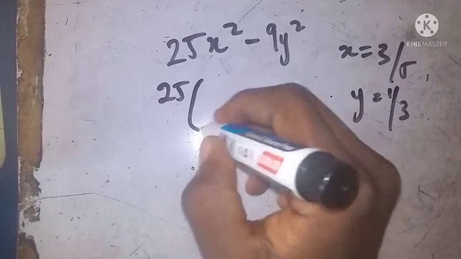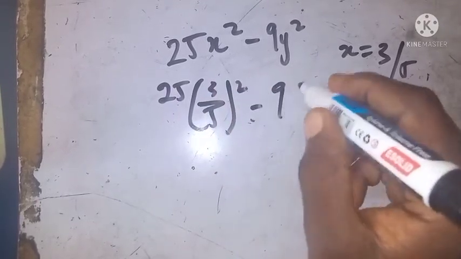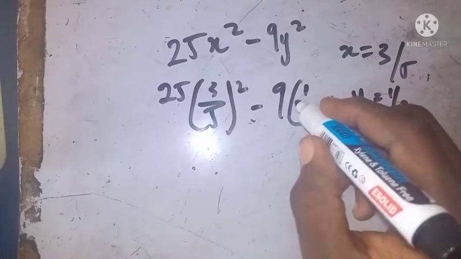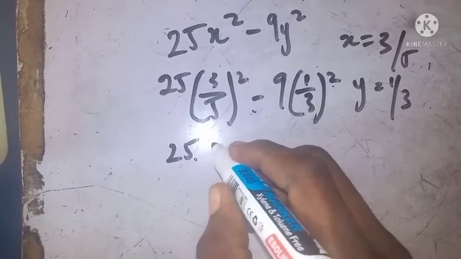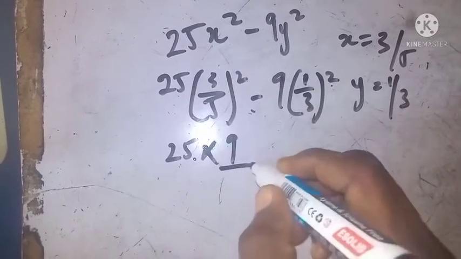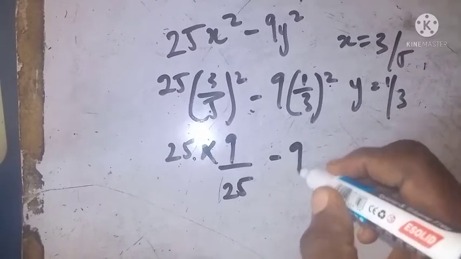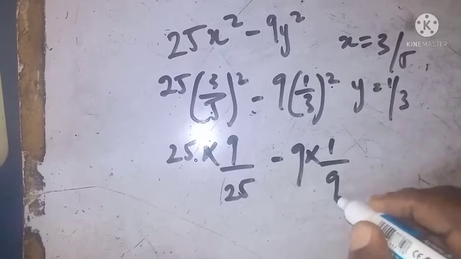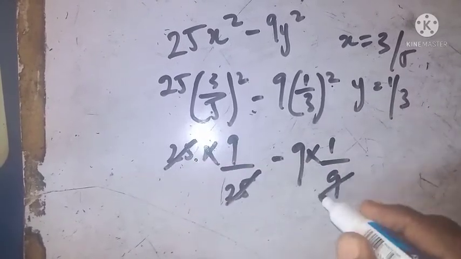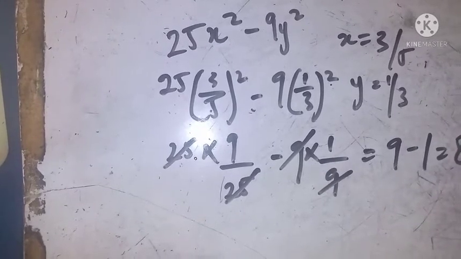So, 25(3/5)² minus 9(1/3)². That's 25 times 3 squared, 9, over 5 squared, 25, minus 9 times 1 squared, 1, over 3 squared, 9. 25 will cancel 25. 9 will cancel 9. What we have remaining is 9 minus 1, which is 8.